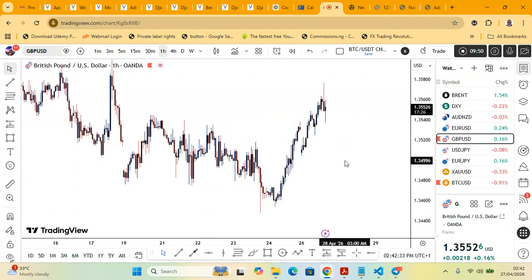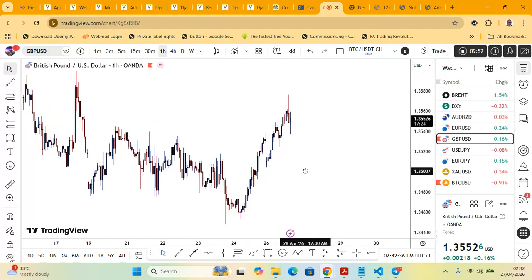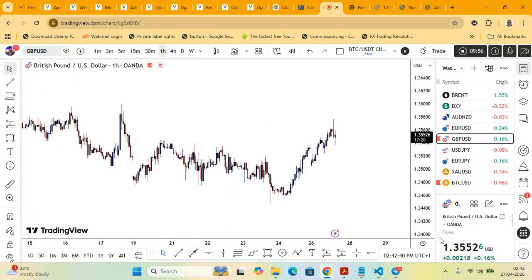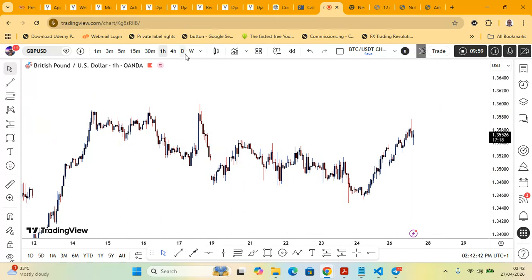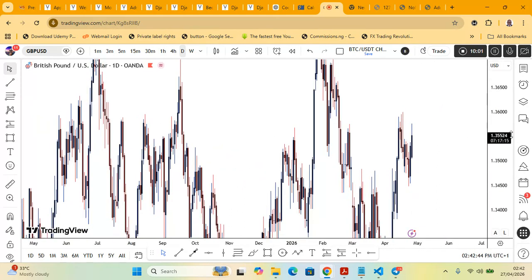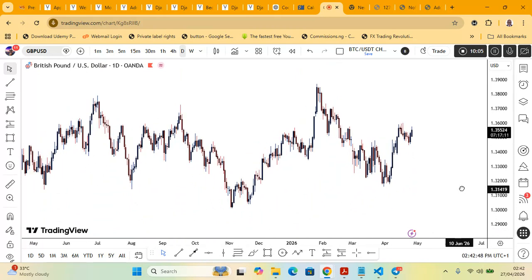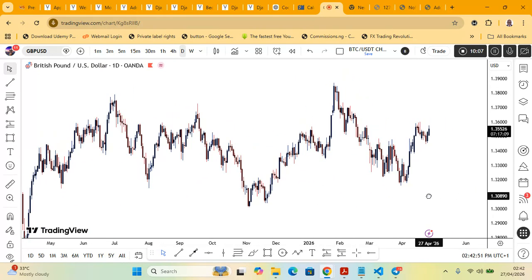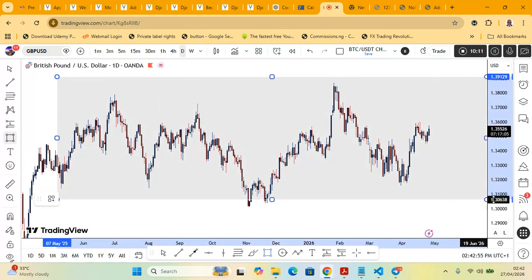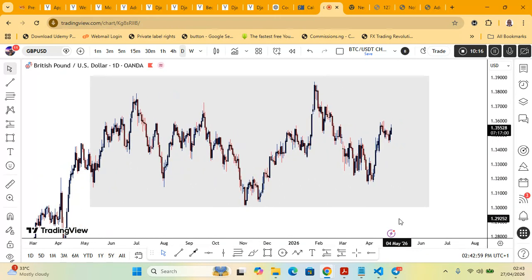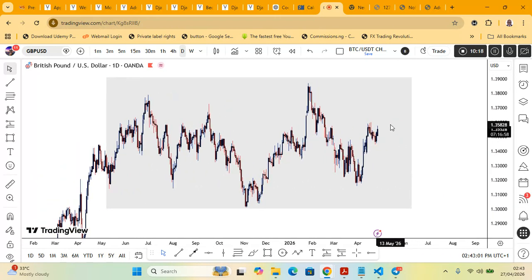Let's look at the cable. All right, so cable is what it is here. Again, let's go to the daily time frame. From the daily time frame, you can see that this market has shown me a ranging structure, so I mark it up. This is my range structure. So I can trade from support to resistance or from resistance to support, guys.